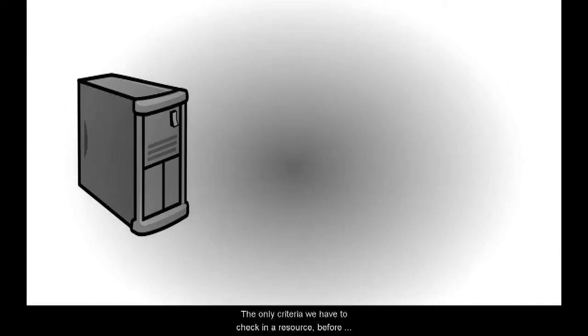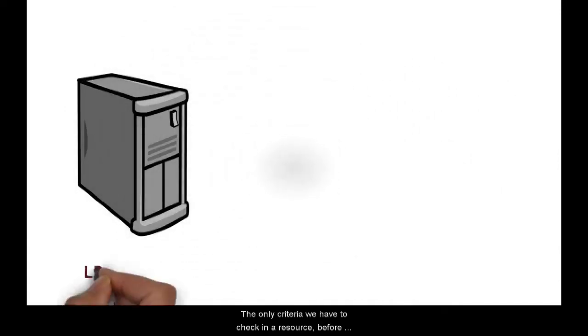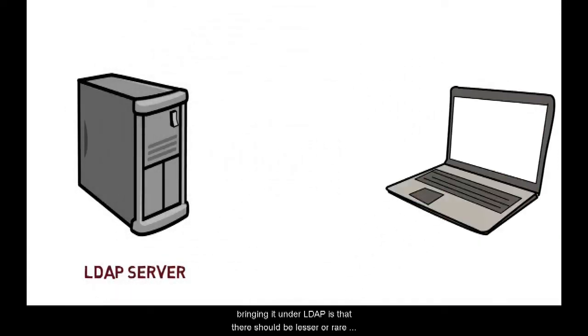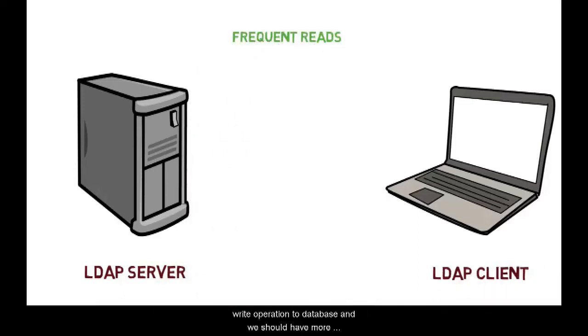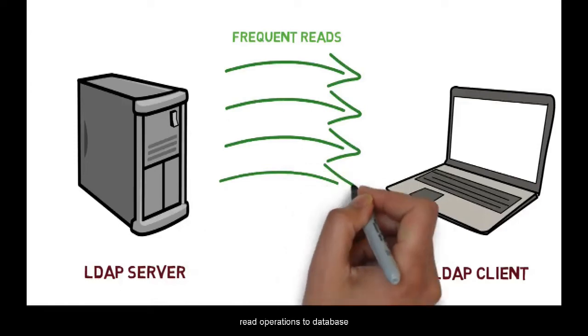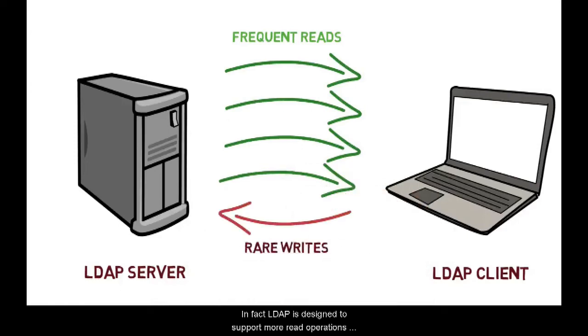The only criterion we have to check in a resource before bringing it under LDAP is that there should be lesser or rare write operations to the database, and we should have more read operations to the database. In fact, LDAP is designed to support more read operations than write operations, and this particular feature has made LDAP the most lightweight protocol.